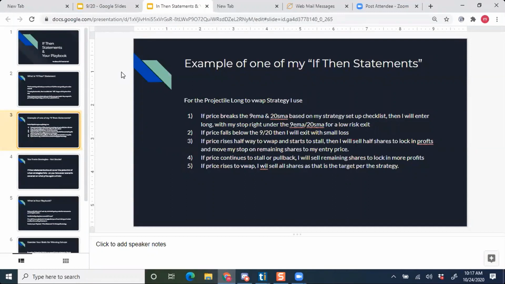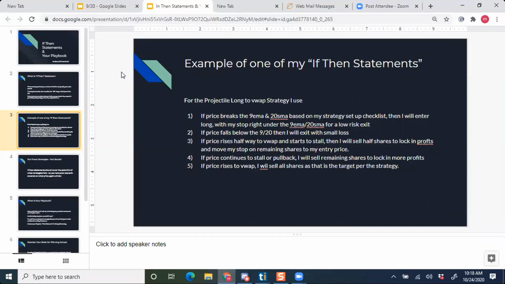So what I'm talking about here is what I use as if-then statements for the projectile long strategy. So for me, if the price breaks above the 9 EMA and the 20 SMA, then I will enter long with my stop right underneath the 9 to 20 for a low risk exit. Notice again, if price breaks above, then I will do this. Okay, that's one. Let's look at two.